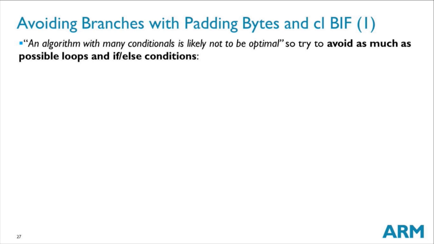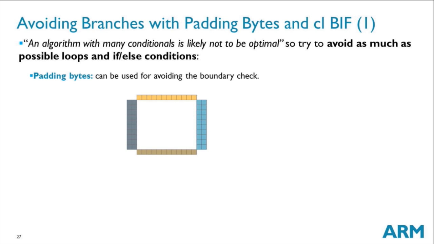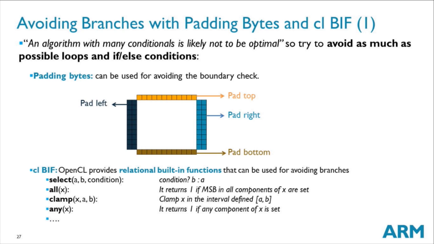In the end, try to avoid branches with padding bytes and CL built-in functions. An algorithm with many conditionals is likely not to be optimal, but this is true not only on the GPU, it is true as well on the CPU. So we need to try to avoid as much as possible if-else conditions and loops. Most of the time we use if conditions for boundary checks, for avoiding reading or writing out of memory. In these cases, try to use padding bytes instead of if conditions. But sometimes if conditions are intrinsically in the algorithm.